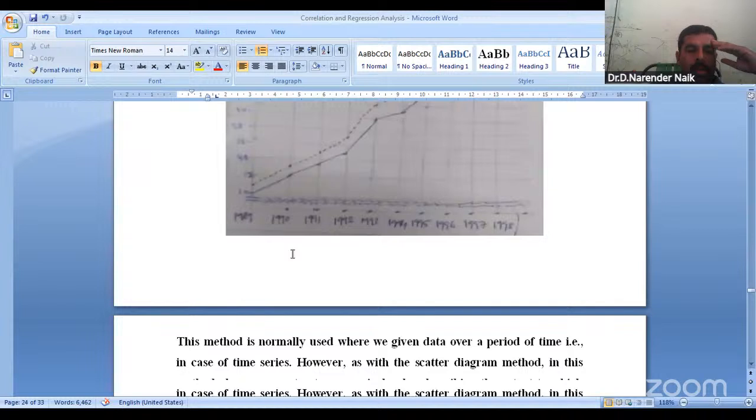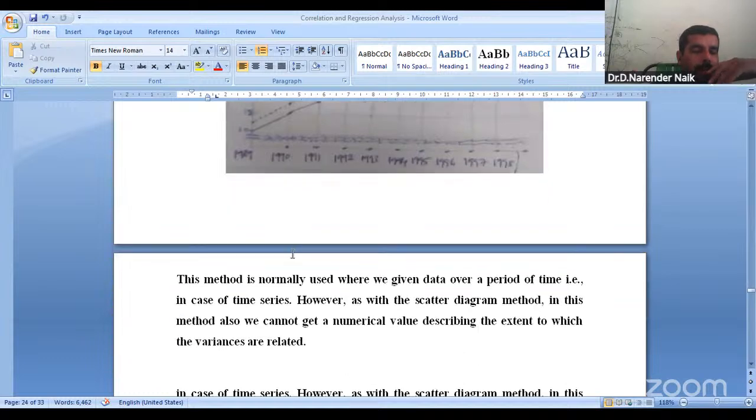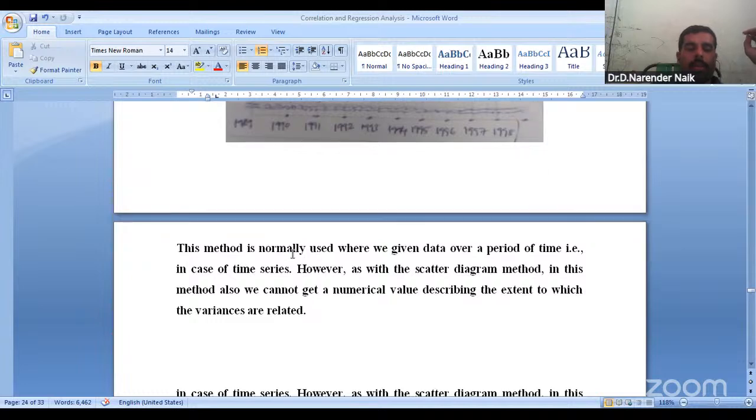So this method is normally used when we are given data over a period of time, that is, in case of time series. However, with this method also, we cannot get a numerical value describing the extent to which the variables are related.